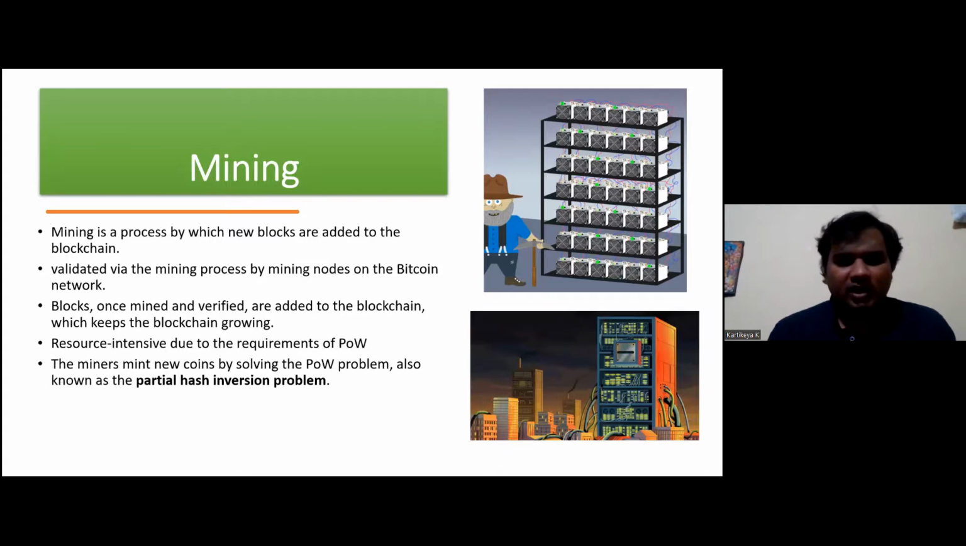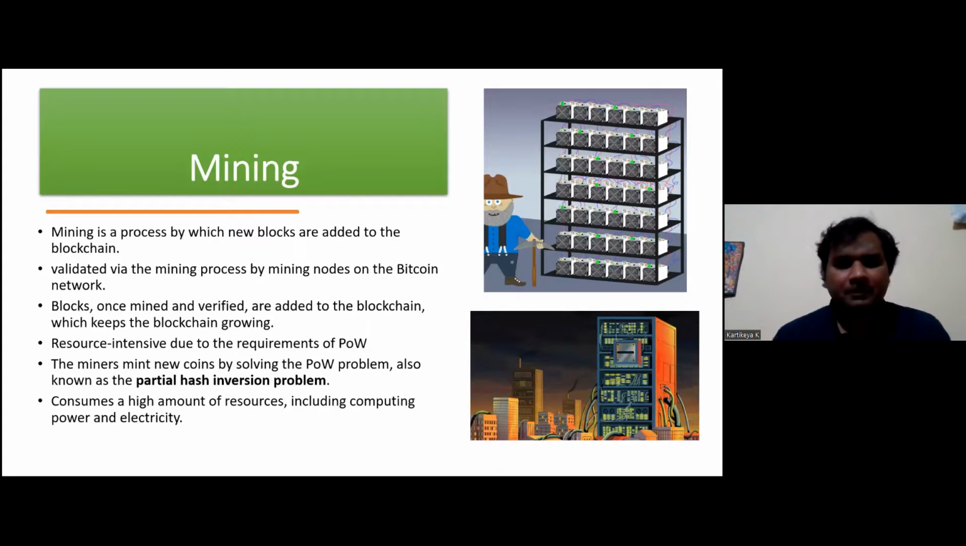The miners mint new coins by solving the proof of work problem, also known as the partial hash inversion problem. Basically, this mining involves a huge amount of resources. It consumes a huge amount of resources, including computing power, electricity, time, and effort.